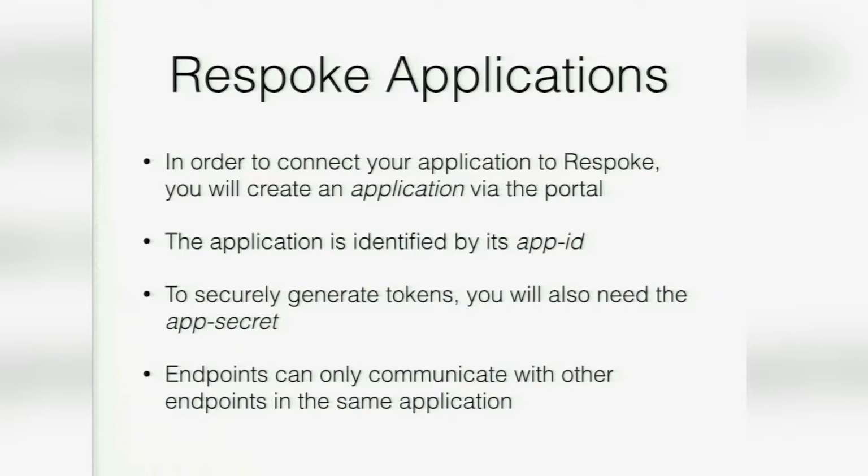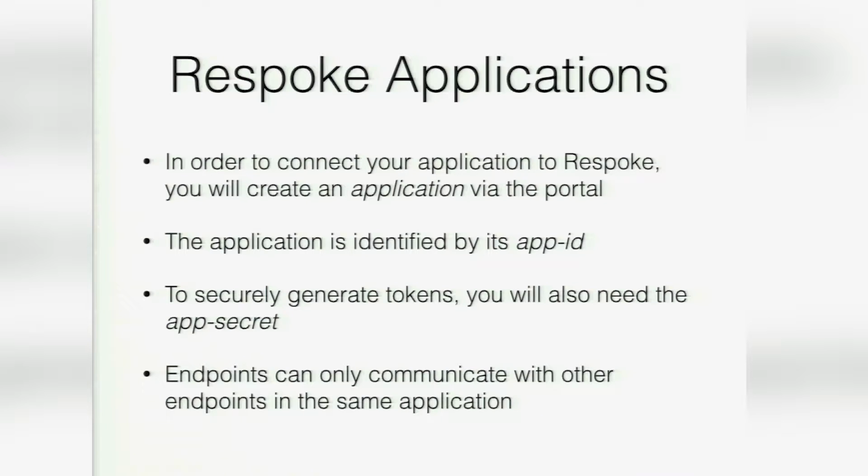Getting started. With Respoke, the central concept we have is what we call an application. You will create these applications via the Respoke portal. The application itself is identified by an application ID. This is just a little UUID string that you're going to use within your server-side applications to identify which app you're connecting to. We also, as a security mechanism, have what's called an app secret. This is a shared secret between Respoke and your application that you will use to authenticate whenever you establish your server connection to the Respoke APIs.